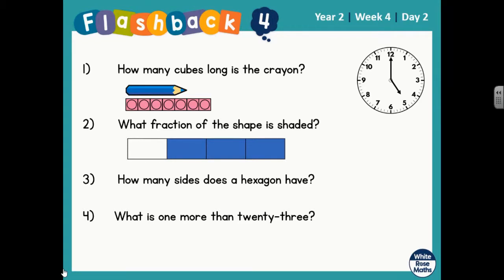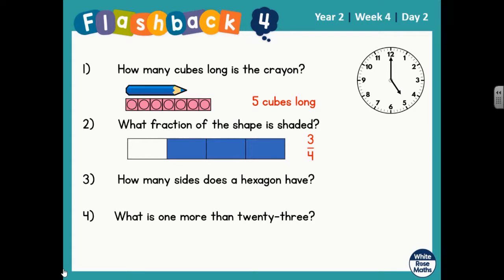Okay, so the first one. How many cubes long is the crayon? The crayon is 5 cubes long. What fraction of the shape is shaded? Well, I can see 4 equal parts, and 3 of those 4 equal parts have been shaded. 3/4.